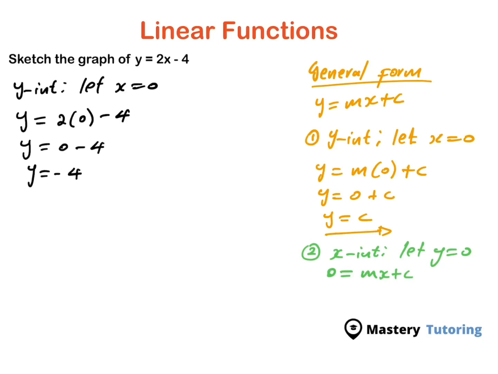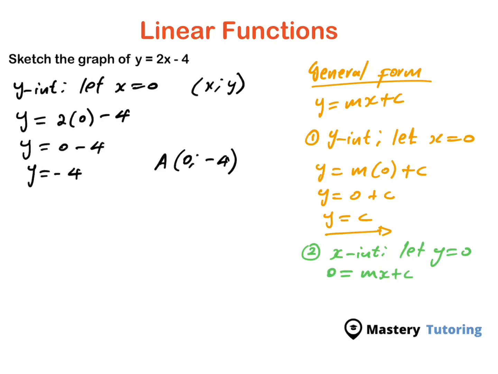Because we got minus 4 when x is 0, and the coordinates of a point are in terms of x and y, we're going to call this point A. The coordinates are 0 and minus 4, because when x is 0, y is equal to minus 4. Not 4, but minus 4.